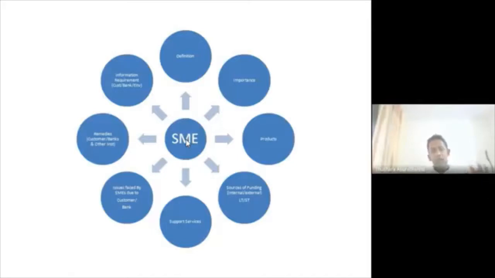Then issues faced by the SME. So the issues, problems, or challenges faced by the SME could be due to the customer itself, due to the bank, or due to other organizations. We need to know what those things are separately, because there are some questions that could be asked. Then what are the solutions, remedies we can provide for those challenges? Maybe the customer can also provide a kind of solution, banks also can, and the other organizations also can do it.